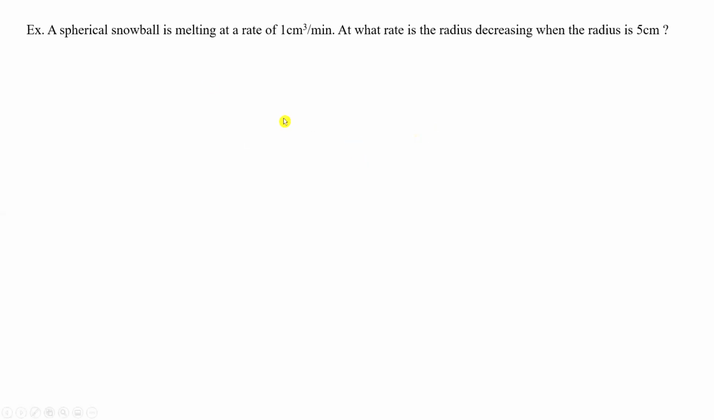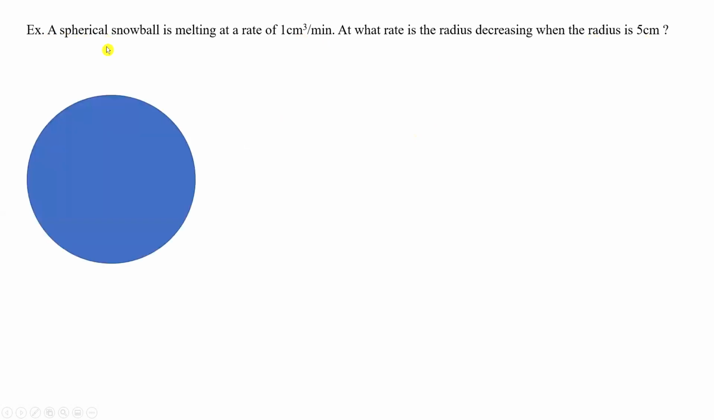Related rates. These are some marvelous applications of implicit differentiation. We're going to spend about 2 weeks working on related rates problems. Here's your first example. A spherical snowball is melting at a rate of 1 centimeter cubed per minute. At what rate is the radius decreasing when the radius is 5 centimeters?